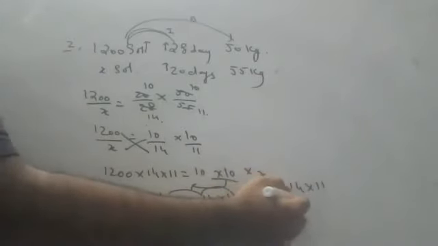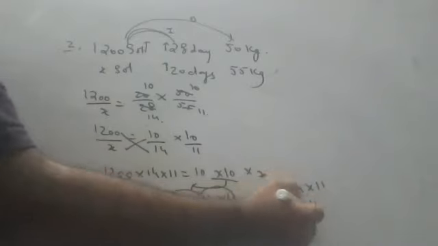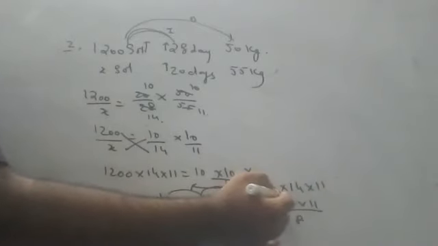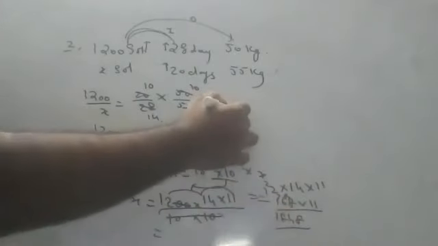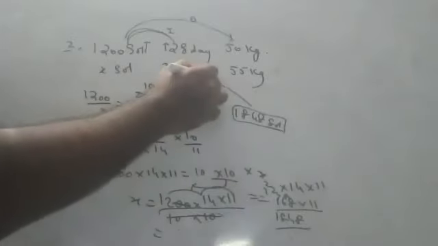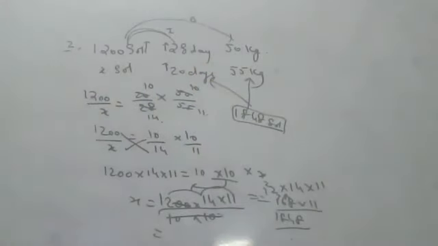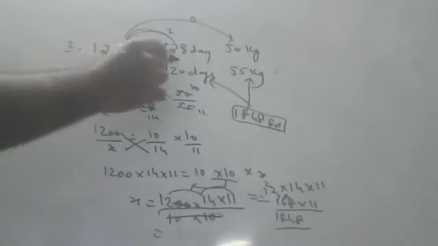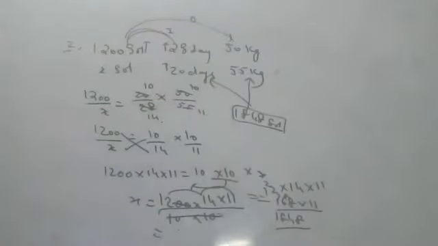14 2s are 28, 14 1 is 14, so 168. 168 into 11: 11 8s are 88, 11 6s are 66, 74, 11 1 is 11, 18. 1848 soldiers. For 1848 soldiers, food will last for 20 days at the daily consumption of 55 kg.